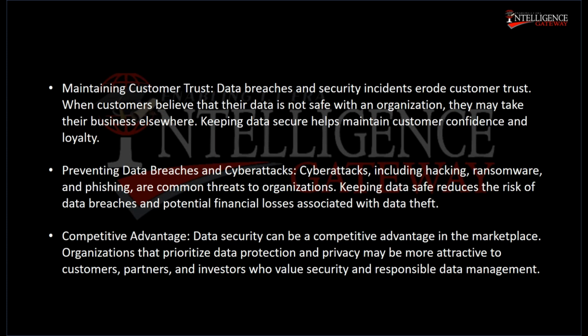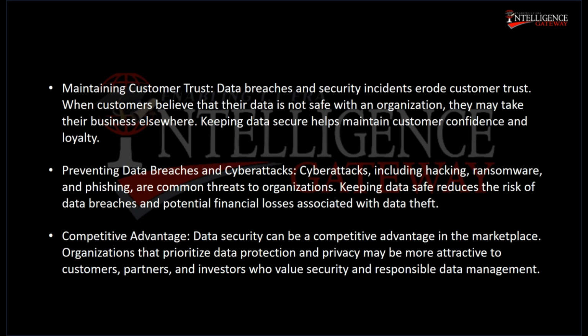Preventing data breaches and cyberattacks. Cyberattacks, including hacking, ransomware, and phishing, are common threats to organizations. Keeping data safe reduces the risk of data breaches and potential financial losses associated with data theft.